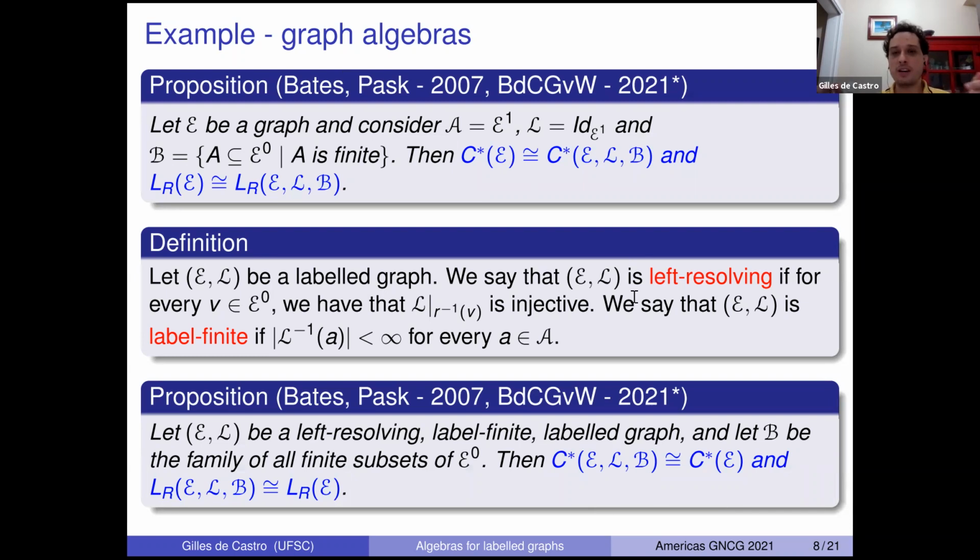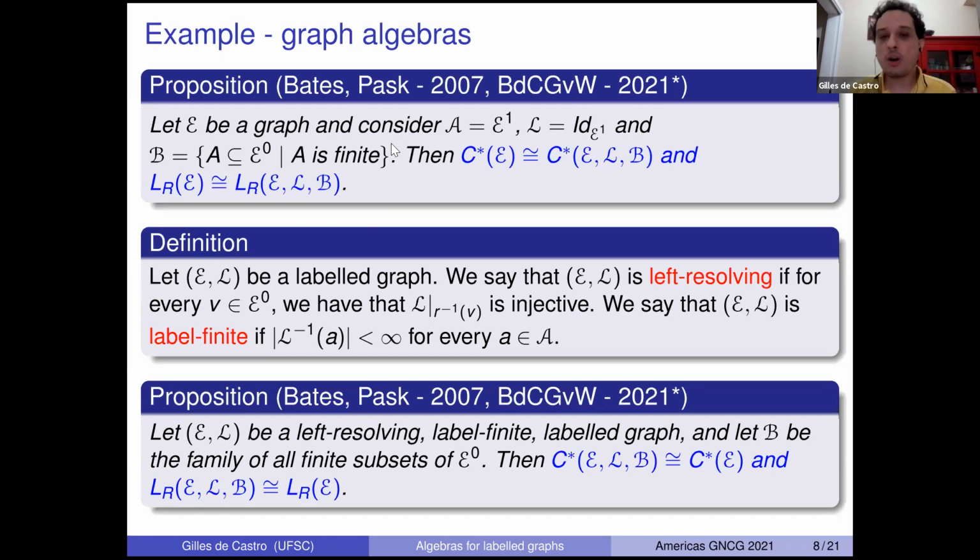So the idea is that when you have this left resolving, if you have a label and the vertex where it arrives, you can recover the edge because there's only one edge. And this second condition just says that if you sum all the projections of the partial isometry associated with each edge in the graph algebra, this is basically going to be the projection associated with the label. So it needs to be finite for this to make sense. If we have these two conditions, we have a kind of converse for this first result.